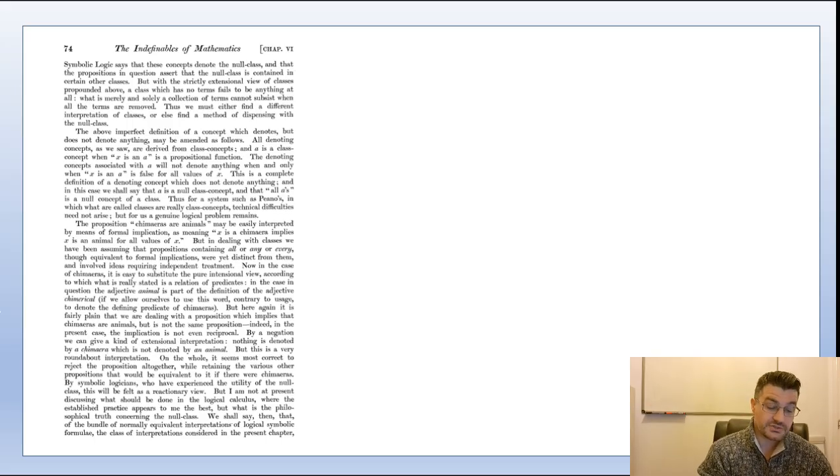But for us, because we're looking at things from a much more philosophical perspective and not a purely symbolic perspective, a genuine logical problem remains. So this next little bit here, I don't fully understand this, so I'm going to read through it, but I'm not really going to be making too many comments on it, if any.